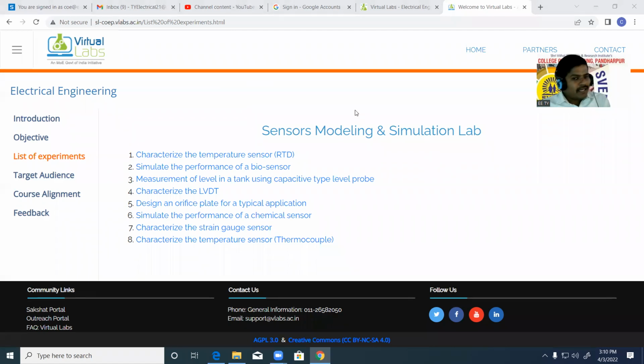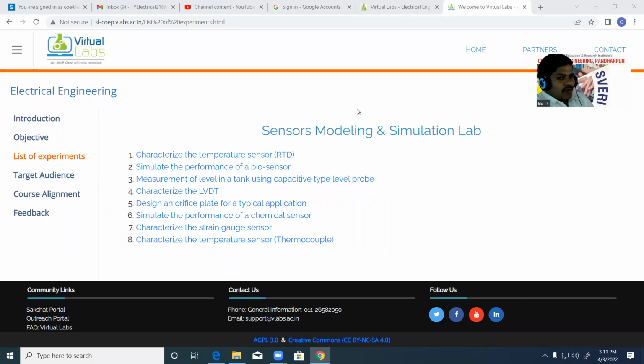So in that, we want to find out the characteristics of the temperature sensor, that is the resistive temperature dependent sensor, that is RTD. We want to discuss the characteristics of that RTD for different temperatures, right? And we want to plot the characteristics. Also, we are able to choose different types of material.